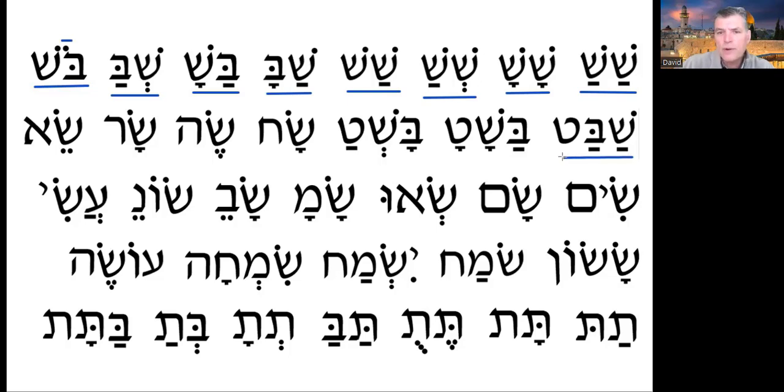Here's a very common word, a very special word in the Hebrew language. It is Shabbat. The only thing that is different about this Shabbat and the Shabbat that many people celebrate at sunset on Friday evening till sunset Saturday evening, the weekly celebration of the Sabbath, is that this word actually has a tav on the end. Shabbat. Bashata.